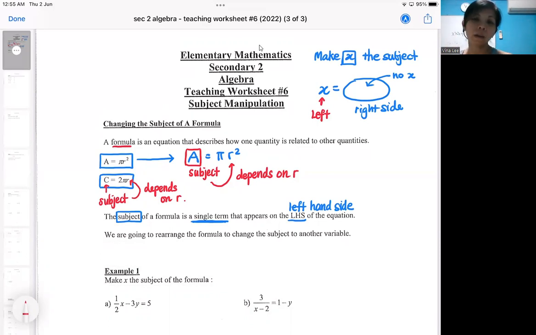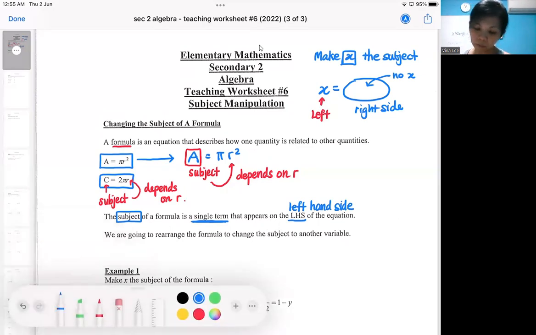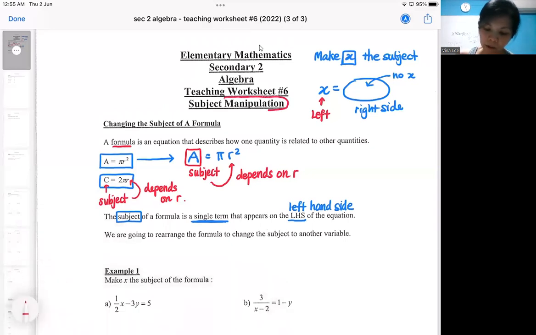This is one of the things that students don't ensure. They got X on the left, they got X on the right, so everything will go wrong. If we need to manipulate, what kind of manipulation will we involve? We will involve a lot of algebra technique. There will be a lot of technique involved.